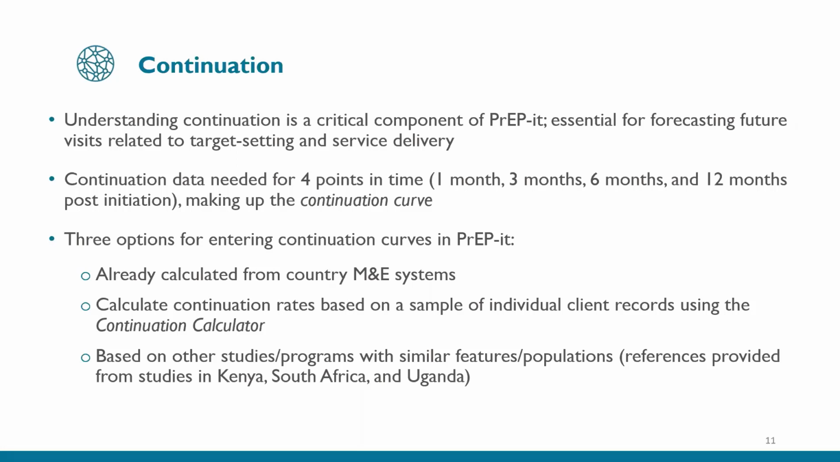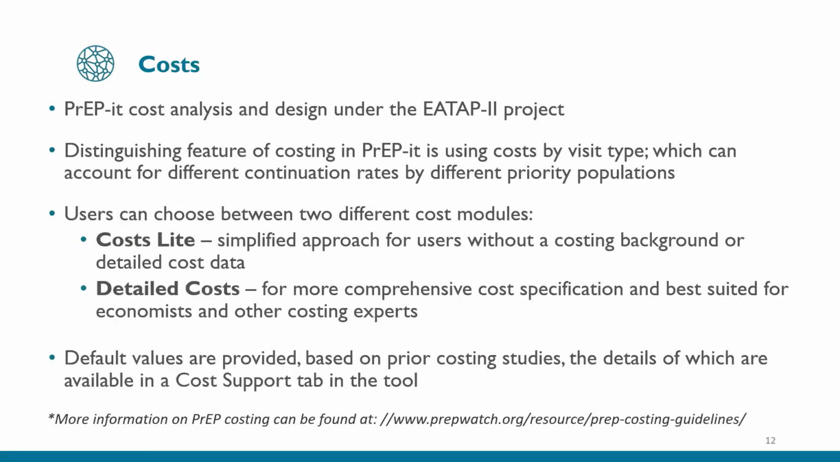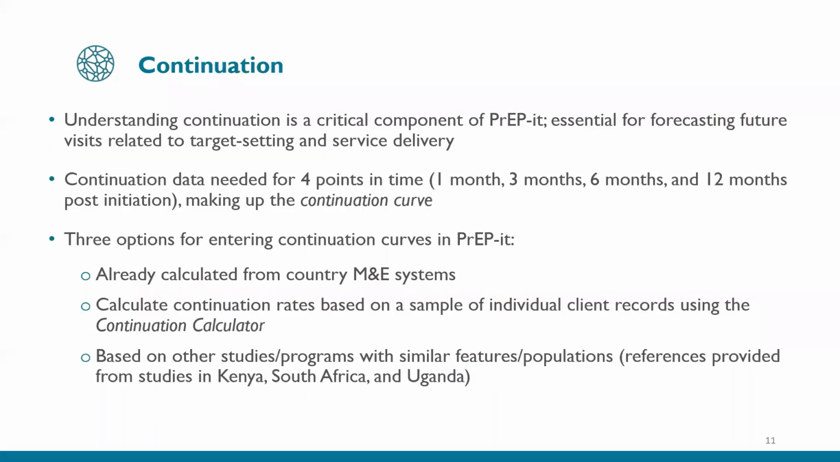The rates may already be calculated from the country M&E systems. That would be ideal. If that isn't the case and the users need assistance with calculating the continuation rates based on their client records, there's a worksheet for calculating that within the tool. And then if you don't have any information about your continuation rates, but you still want to use the tool and you want to put something in there as a placeholder, we've provided some references from other implementation studies that have been published, and you can select those continuation rates that you think are the most similar or likely to be similar to your program.